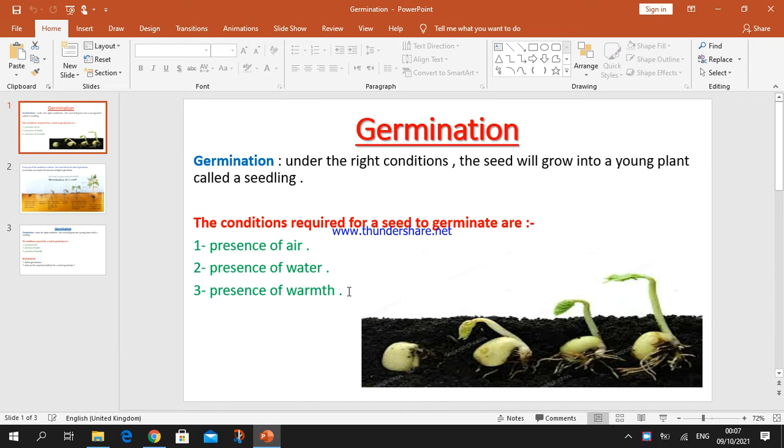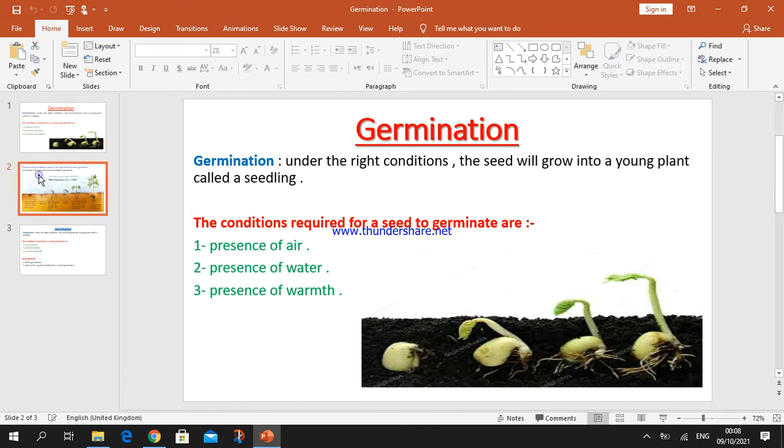Number 1, presence of air, okay? The seed needs air to germinate, okay? Number 2, presence of water. Also, the seed needs water to germinate, to be swollen, and the coat of the seed to split and the young plant will be produced. And also presence of warmth. So, the required conditions for seed germination: air, water, and warmth.